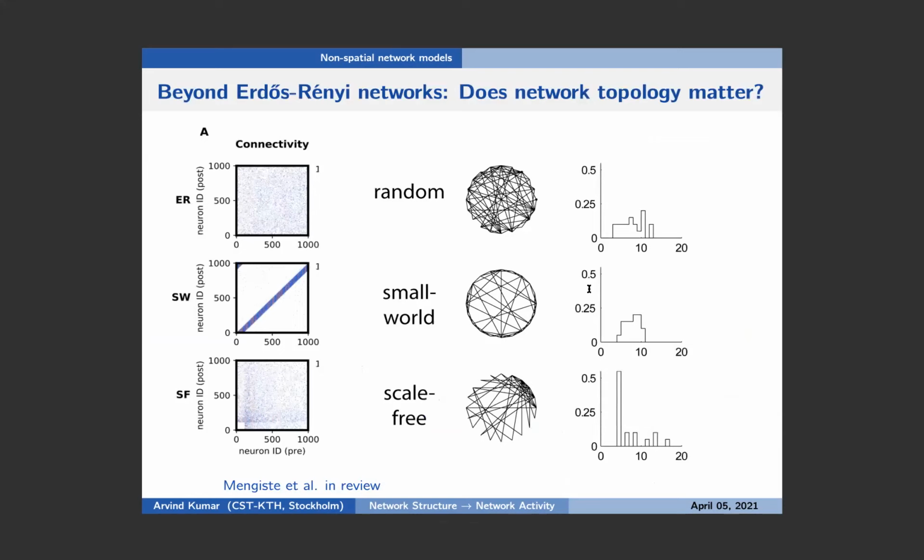Now, what happens if we go away from Erdős-Rényi networks and look into other topologies, which are very popular, for instance, small world, where neurons make shortcuts such that the average path length is very small, and still there are clusters, or scale-free, where there's a wide distribution of degree of neurons.